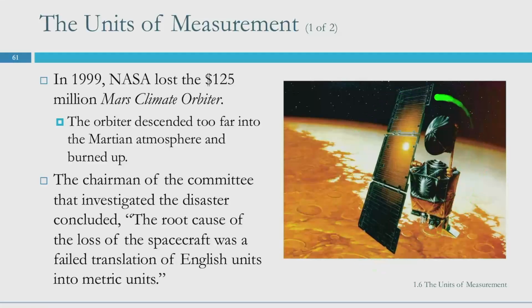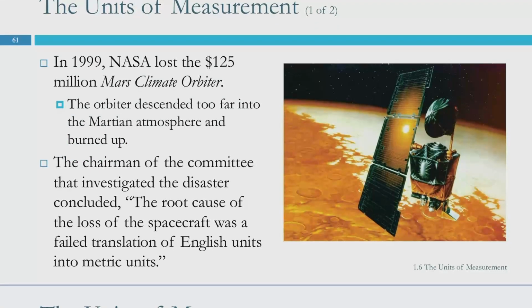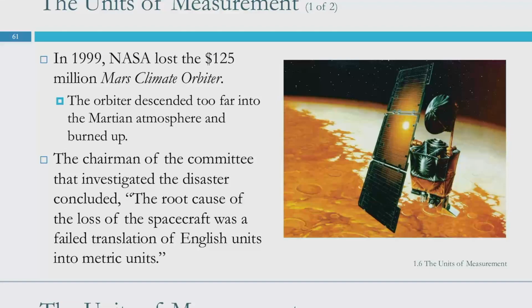But this thing descended a little bit too far into the atmosphere, which means it picked up more friction, and that friction was more than it was designed to handle, and it burned up. Crispy chunk of metal sent to Mars. And when they investigated, the chairman said the root cause of the loss of the spacecraft was a failed translation of English units, the ones we use, into metric units, the ones basically the rest of the world uses.